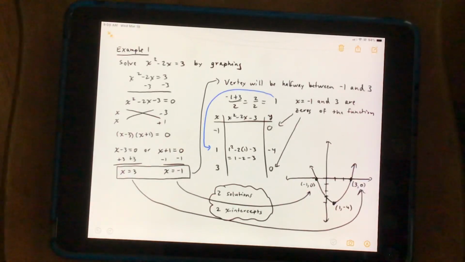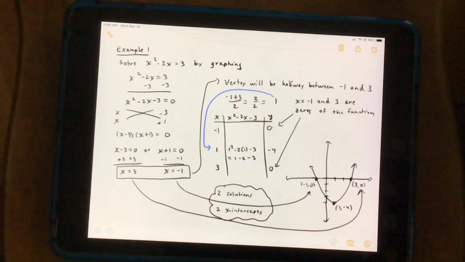So you can see I've created my table of values. And notice the only middle part of the table of values that I filled out is when I'm finding the vertex y value. Notice that for x is negative 1 and 3, I automatically fill out my y is 0 because I've already determined that negative 1 and 3 are the zeros of the function.